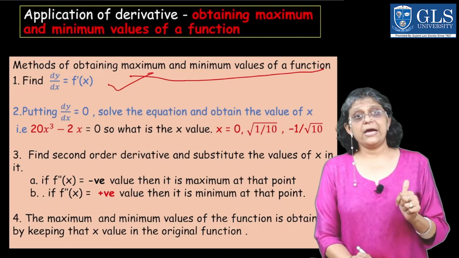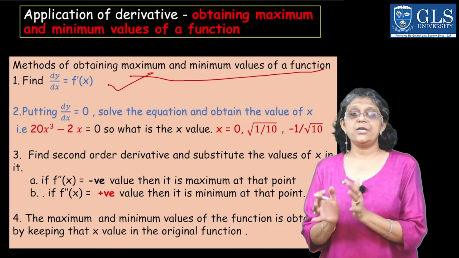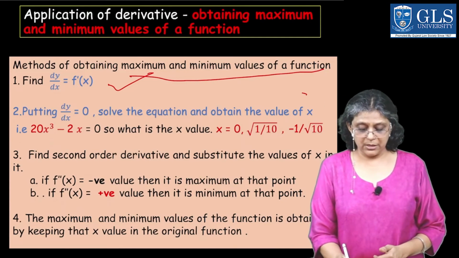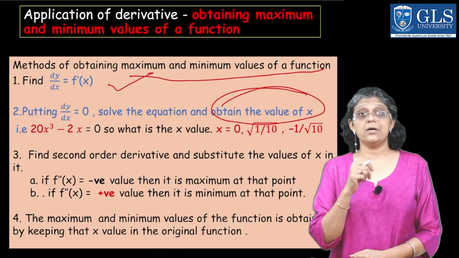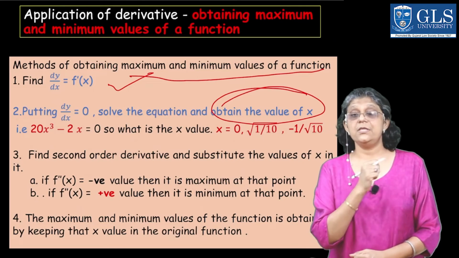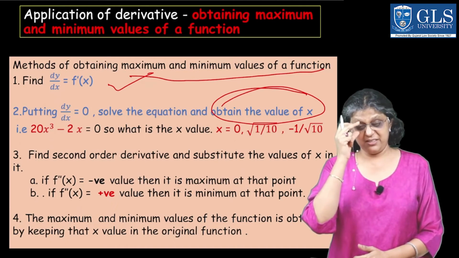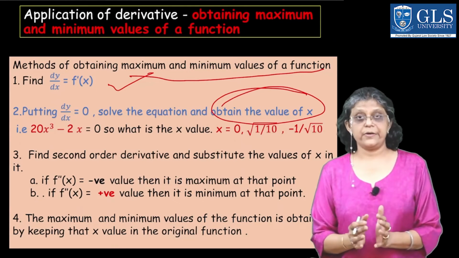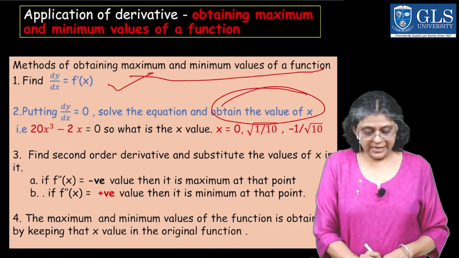Whatever result you get for dy by dx, I have to equate it to 0. I have to equate it to 0, that is, I have to find the values of x. I have to find out the x value by equating to 0 with the use of factorization. I think we have studied factorization in 8th, 9th, 10th standard. So we go back to those things and try to find out the value of x and y. Then we find out the second order derivative.